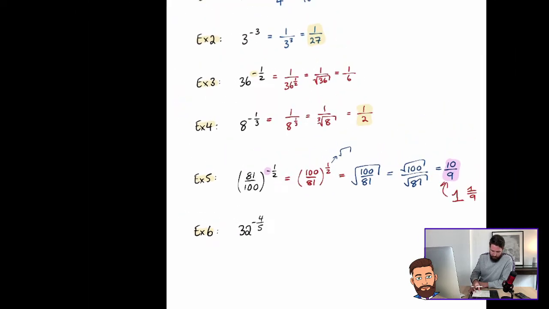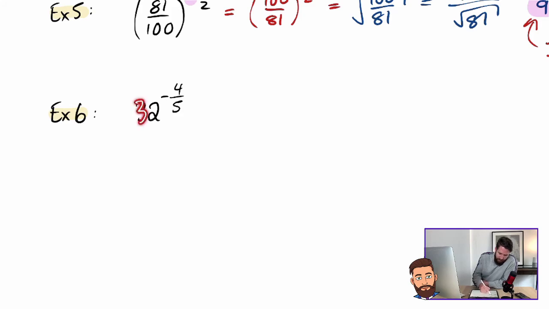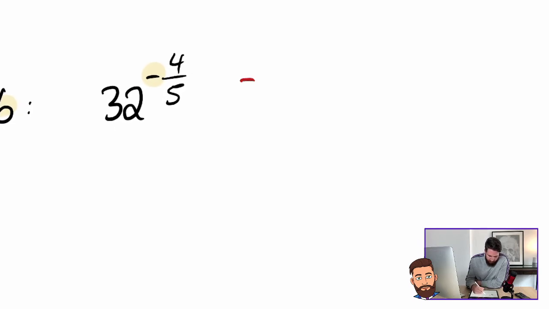Final example. It's example 6. We have got 32 to the power minus 4 over 5. What does that tell us? Well, we should always deal with the negative power first. A negative means that we're going to write the reciprocal. And remember, 32 means 32 over 1, technically. So if we do the reciprocal of that, we're going to get 1 over 32 to the 4/5. Okay, you write the same power without the negative.